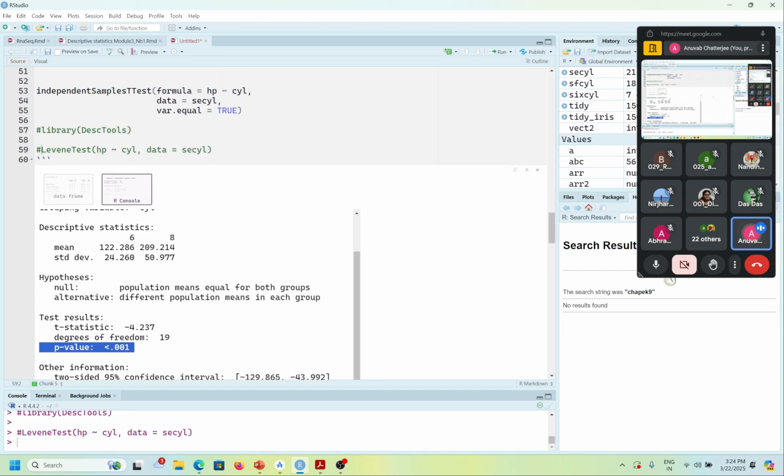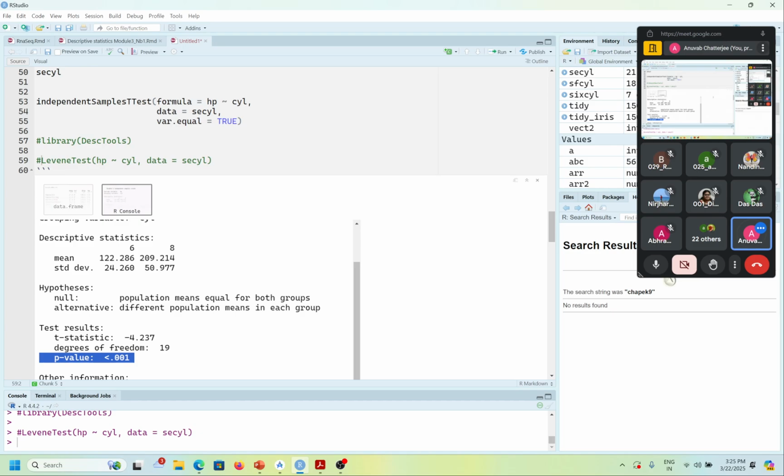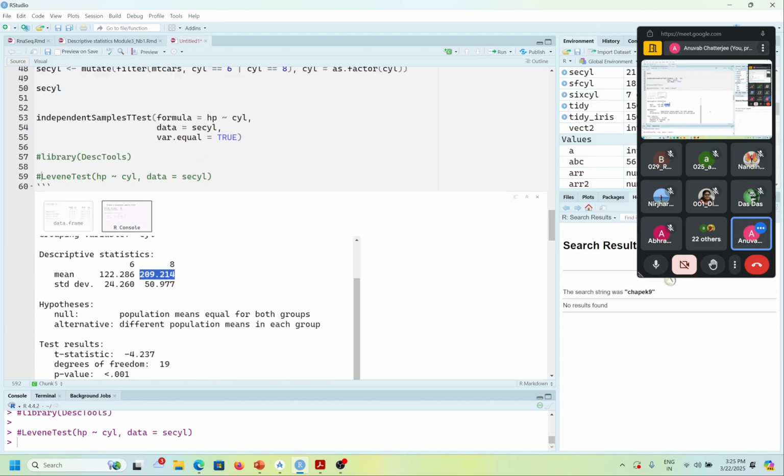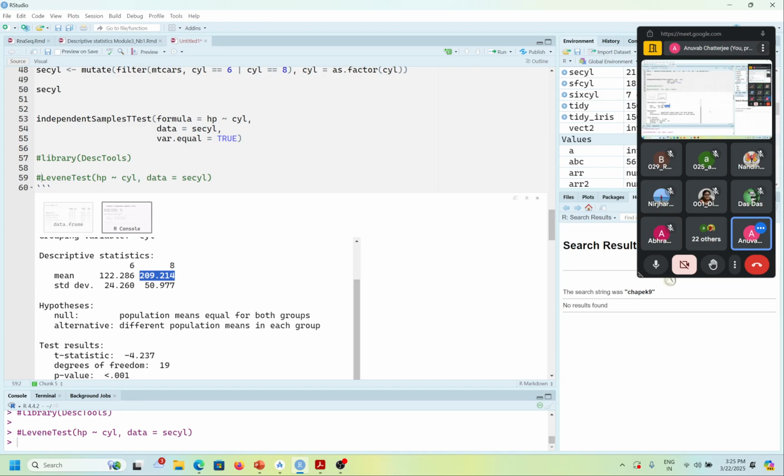So you can definitely agree that the 6 cylinder people and the 8 cylinder people have very different HPs, and from this value you can actually figure out that the 8 cylinder leave the 6 cylinder guys in the dust, way behind. Does everyone agree to this?